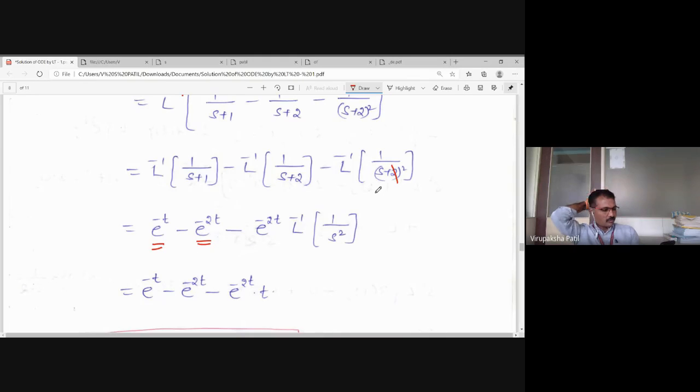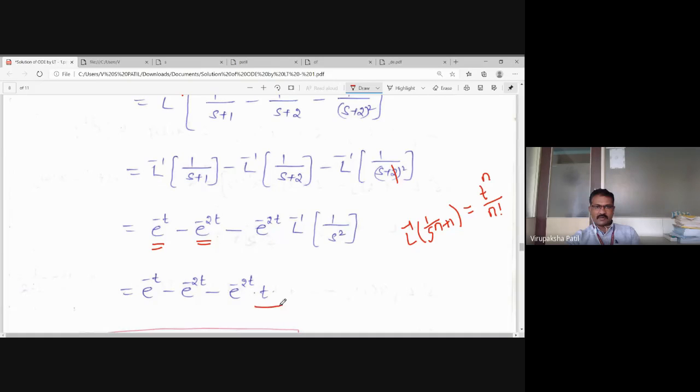Taking the 2 outside, it becomes e to the power minus 2t into L inverse of 1 divided by s square. So L inverse of 1 divided by s square, how are you going to write it? Using the formula, L inverse of 1 divided by s to the power n plus 1 is t raised to n divided by n factorial. Here n plus 1 is 2, so n is equal to 1, and you will get t raised to 1 divided by 1 factorial, which is t, which you have written here.